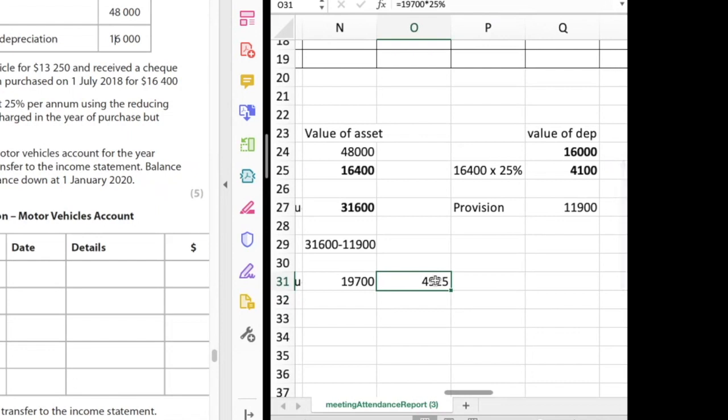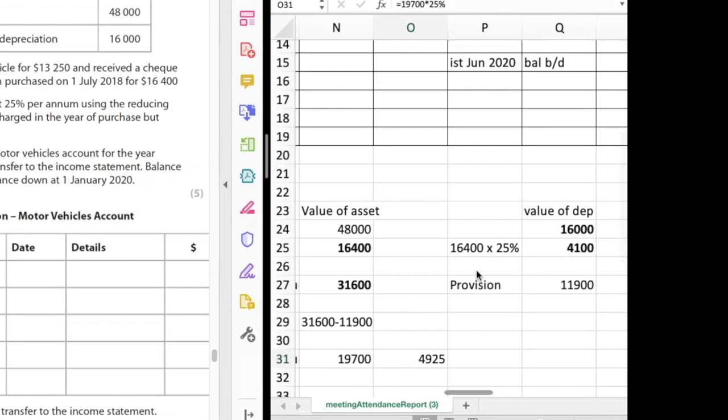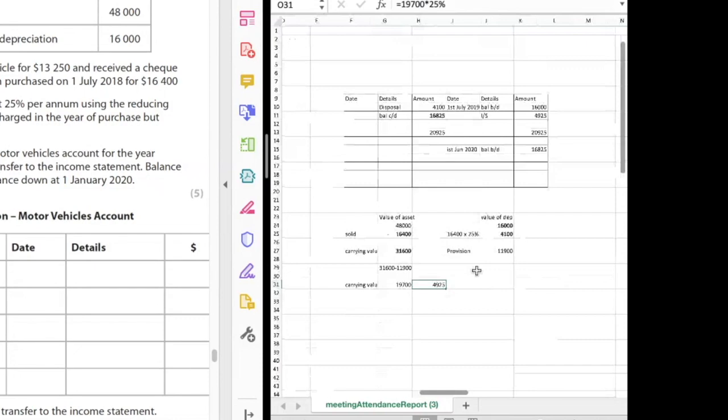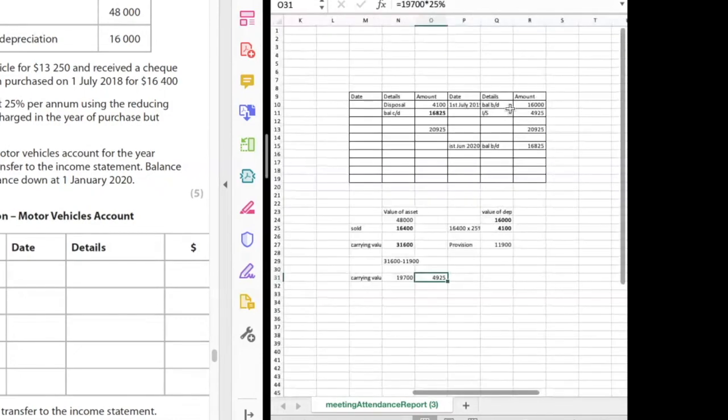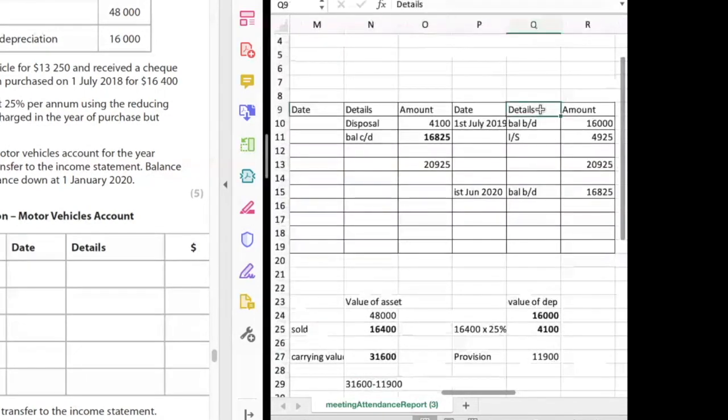Now, the working has been completed. We just have to put it into this account. We'll place all the things in the right place and you are done. First, the balance brought down will come here, and the value of the depreciation of the disposed asset. Then the new depreciation will come here and that's all. We'll balance it and it will be done.